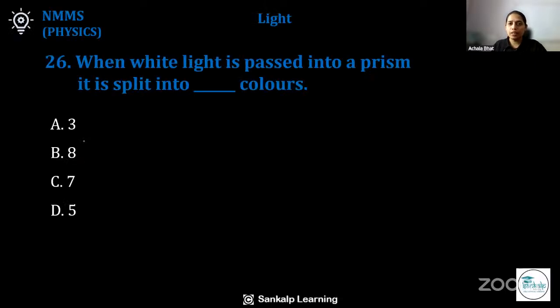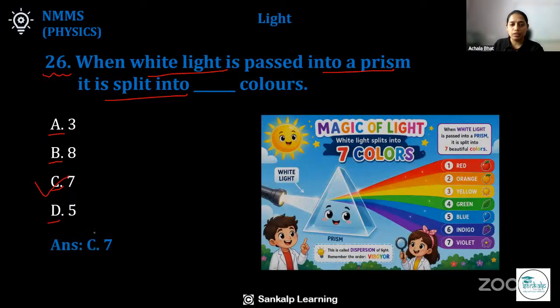Let us see question number 26 of NMMS Physics chapter Light. When white light is passed into a prism, it is split into dash colors. How many colors? Option A, 3. B, 8. C, 7. D, 5. Which is the correct option? Yes, 7. White light splits into 7 colors.